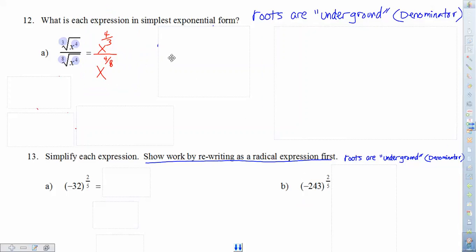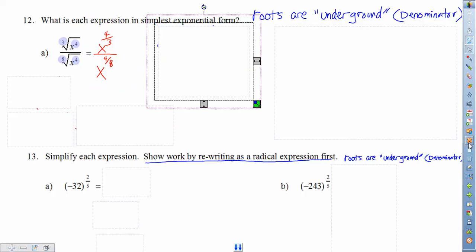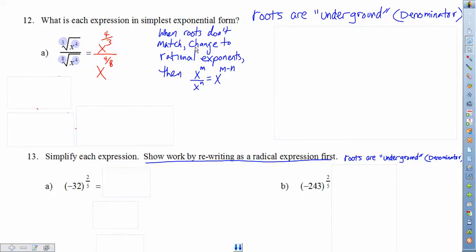Okay, and then a little bit of review that we're going to need here. When the roots don't match, we can change them to rational exponents, which is what we just did, and then we subtract the exponents. Now the problem with subtracting these two exponents, 4/3 minus 4/8, is that we do not have a common denominator. So once again, we need a common denominator between a 3 and an 8. Wouldn't that be 24, I believe?